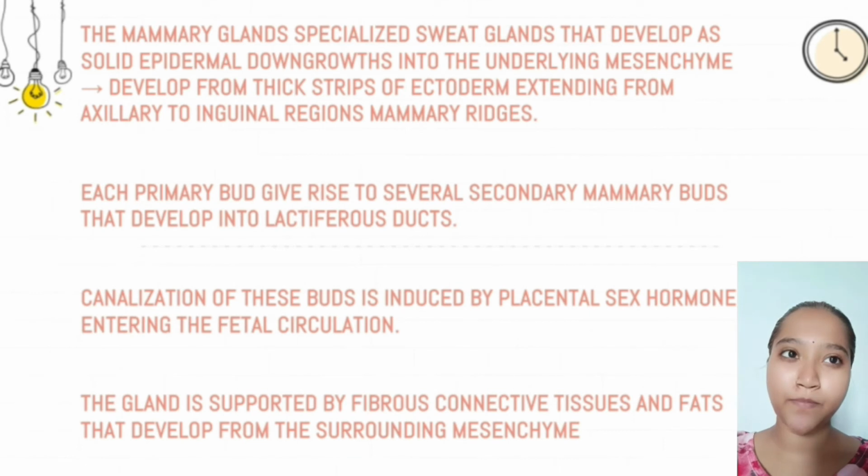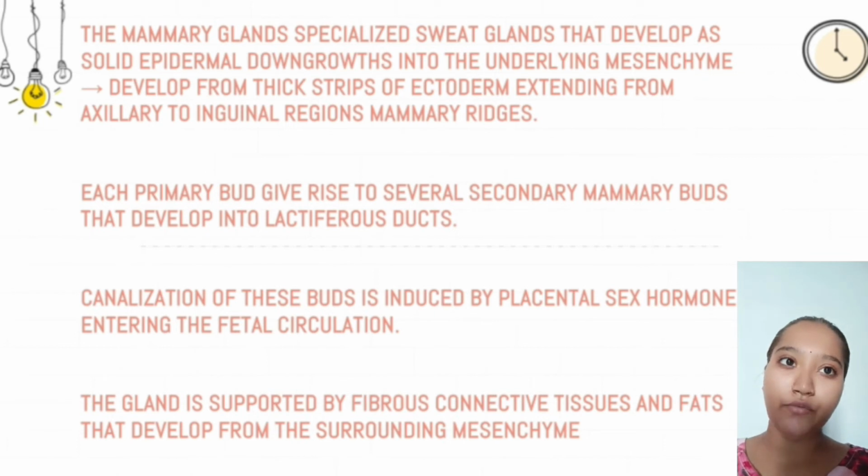The mammary glands, specialized sweat glands that develop as a solid epidermal downgrowth into the underlying mesenchyme, develop from thick strips of ectoderm extending from the axillary to the inguinal region, the mammary ridge. Each primary bud gives rise to several secondary mammary buds that develop into lactiferous ducts. Canalization of these buds is induced by placental sex hormones entering the fetal circulation. The gland is supported by fibrous connective tissue and fat that develop from the surrounding mesenchyme.